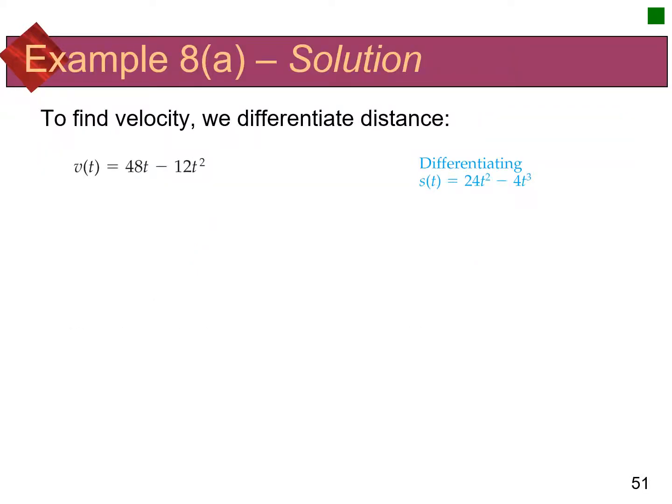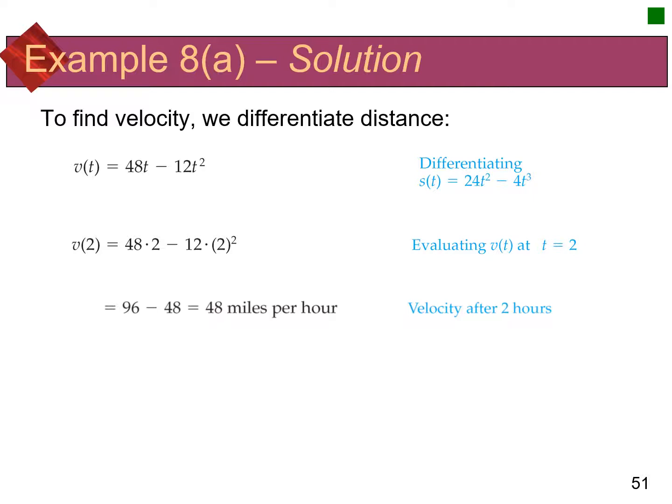First I'm going to figure out what the velocity function is, and that's just by taking the derivative of the distance function. So the velocity function is 48t minus 12t squared. If I plug 2 into here, I end up with 48. So I have 48 miles per hour. The velocity of the truck after 2 hours is 48 miles per hour.